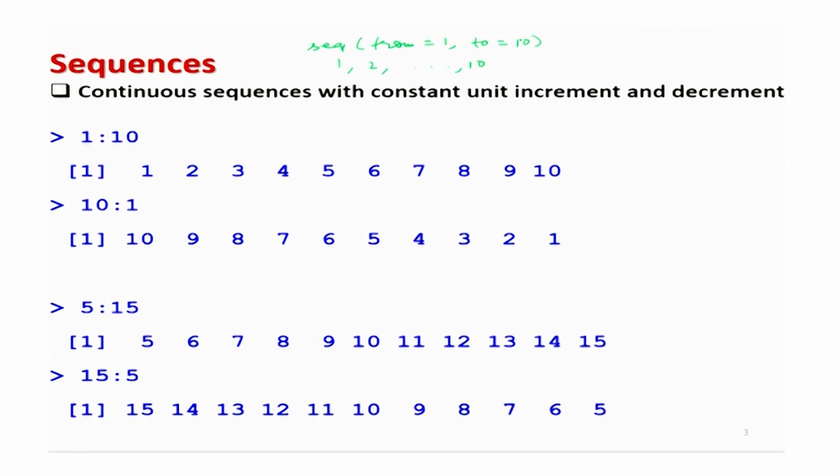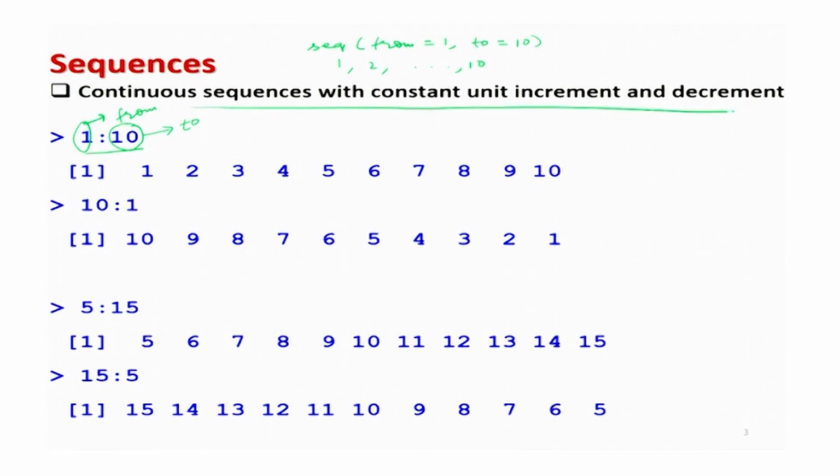I can write the command to generate the numbers from 1 to 10 like 1 colon 10. The first value gives you the option to write the starting point, just like from, and the next value after the colon sign gives you the option for the to. If you write in this particular way, then it will generate a continuous sequence with constant unit increment, and if you give a decreasing value, then it will give you a decrement. So, this will give you the values 1, 2, 3, 4, 5, 6, 7, 8, 9, 10.